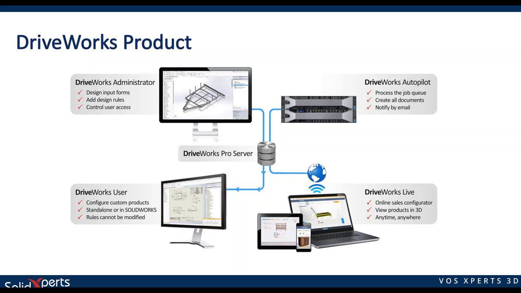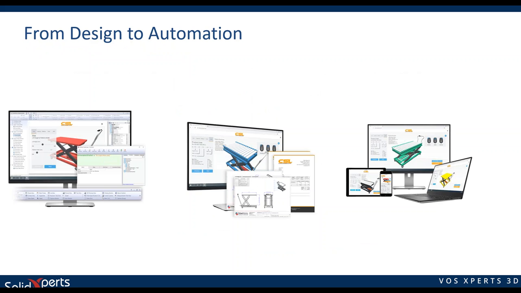So how do we go exactly from design to automation? In order to go from design to automation, basically you first build your user interface using DriveWorks. This is where you put all the form controls, all the buttons, all the fanciness of your project, everything that you want to input inside of the project to be able to configure the product. It will be made inside of the user interface. You can add labels, you can add text, any type of form control to the user interface, basically.